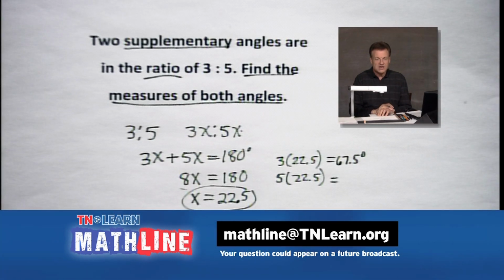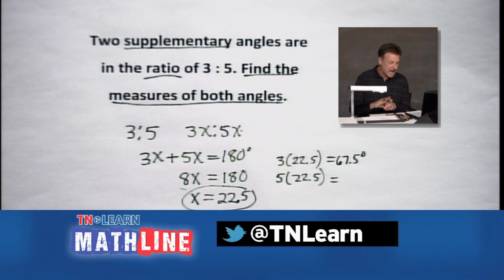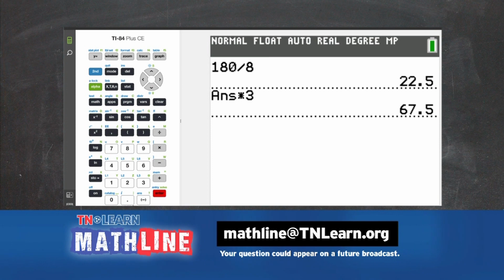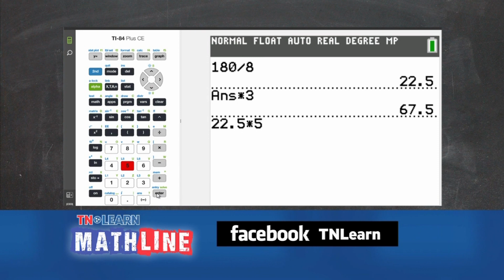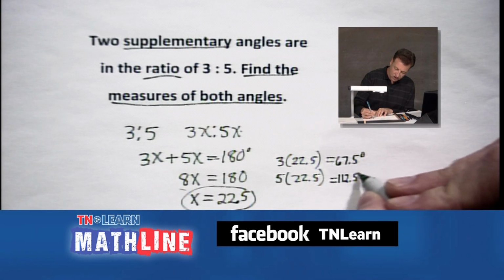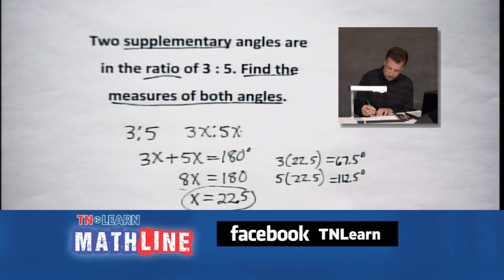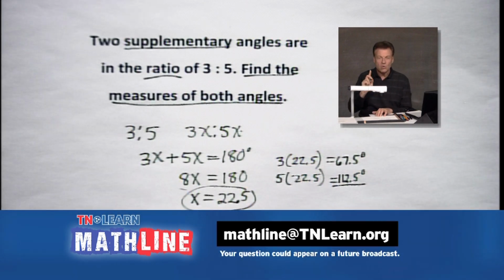You say, well, what about the other one, Ernie? Well, let's check it out. Now, you can't hit answer again on this calculator. What you've got to do now is go back and type 22.5, because you've already set a new answer. It doesn't remember that far back. So we've got to go back to 22.5. We'll multiply it by 5. And you know what? We're going to get 112.5 degrees. Now my question is, do those add up to 180?